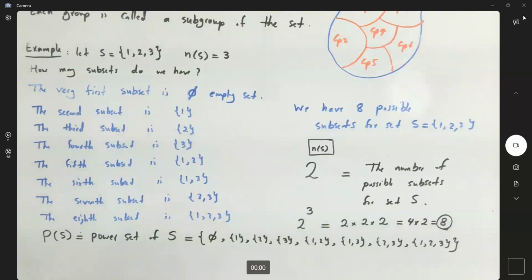How many members does it have? Okay. 1, 2, 3, 4, 5, 6, 7, and 8. As we expect, this set has 8 members. The power set of S has exactly 8 members.